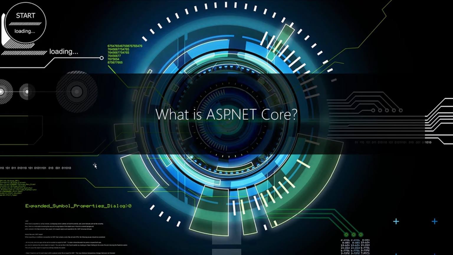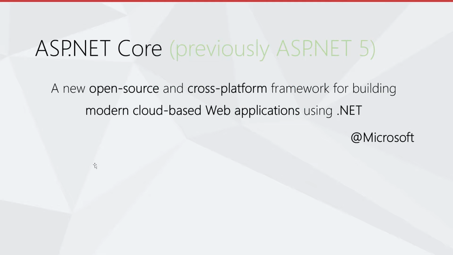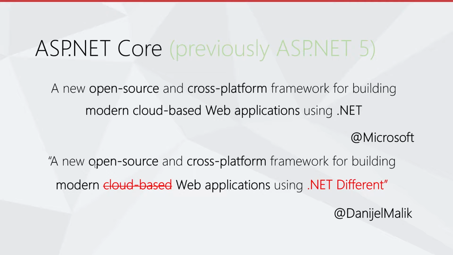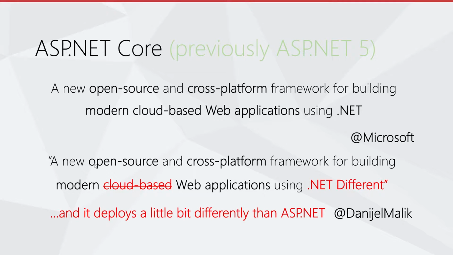So what is ASP.NET Core? Well, if you ask Microsoft, they're going to tell you it's an open source, cross-platform, modern framework for building cloud-based web apps. Now, the bit I really don't like, it's not really cloud-based. You can deploy it to on-premises if you want. Nobody's going to stop you from that. And it's not really .NET. I would say .NET different, because .NET Core is not the same thing as .NET. And the important bit here is it deploys a little bit differently than ASP.NET. So we're going to go through these steps very, very soon.